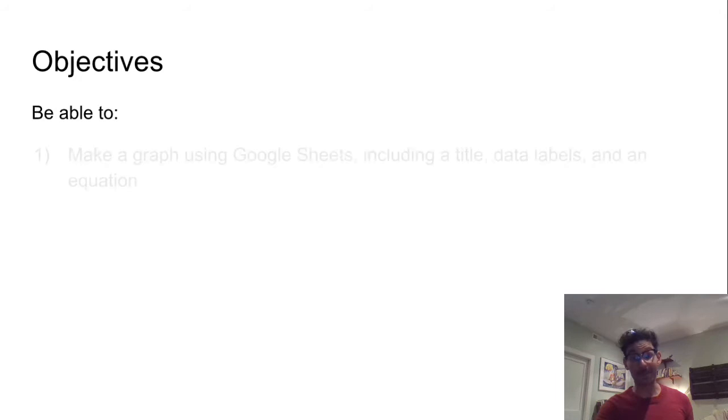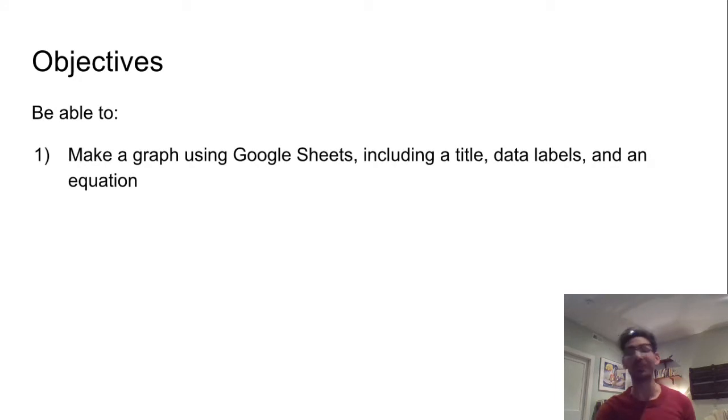We got one objective, and that's to be able to make a sweet graph using Google Sheets, and that should include a title, data labels on your axes, and also an equation if there's a line, which there will be.